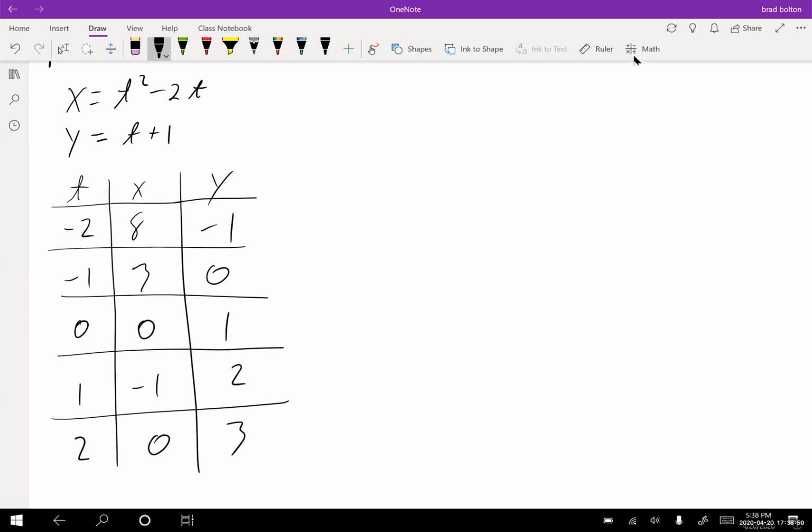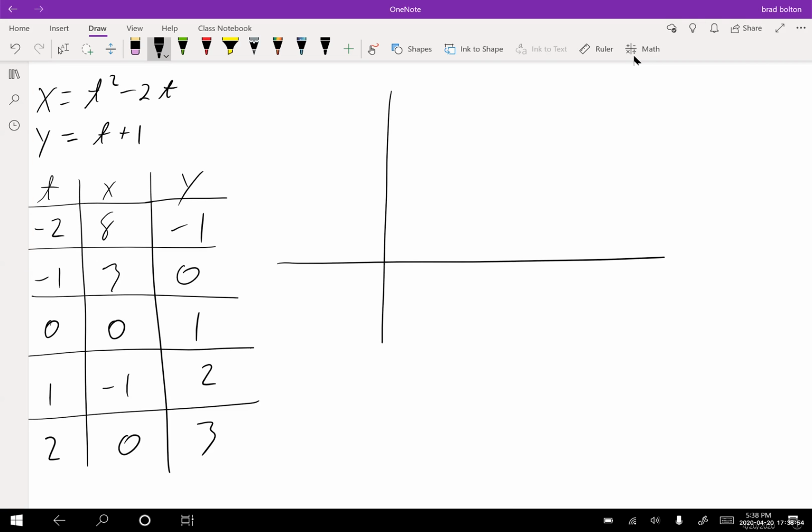Now we want to be able to graph this. So we're going to come over here and try to graph this parametric equation. I'm going to mark 2, 4, 6, 8 along one axis, and 1, 2, 3 and -1, -2 along the other, and so on. This is still my X and Y coordinate, right? So I'm going to graph the point (8, -1). Let's do this in green, (8, -1). That would be right around here somewhere.